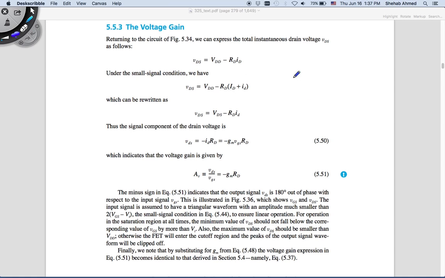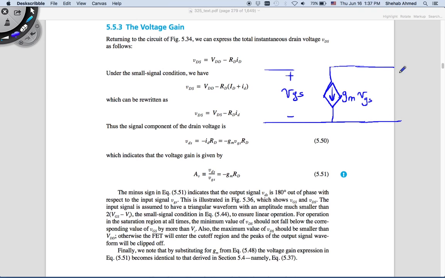So I have an equivalent circuit that looks like this. Again, input small VGS. This is your current source equal to GM times VGS, and I have an output voltage, VDS, small signal. I have a resistor here, RD. I will not include R output for now, I didn't discuss that in these equations yet.